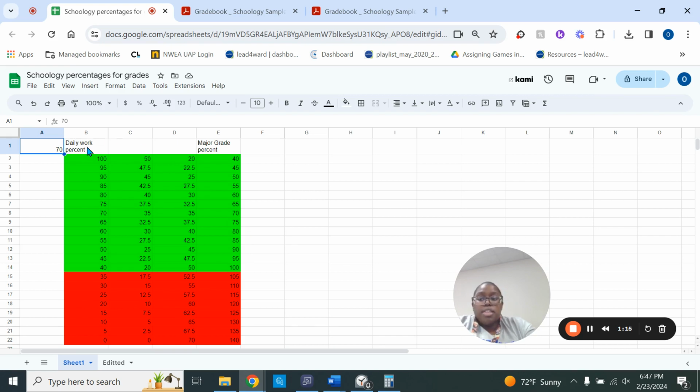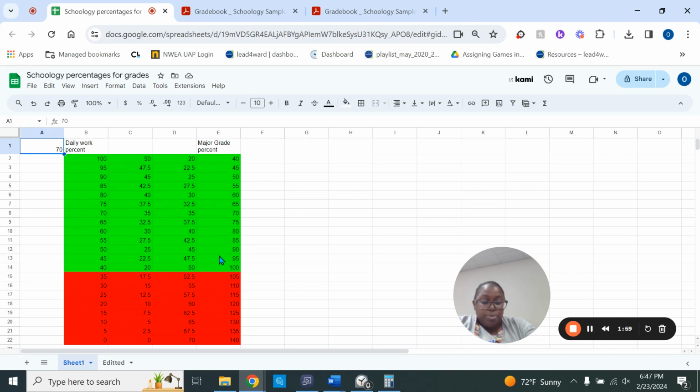The two categories are daily work and major, it's not major grade, it's major assignments. So what you get in your major assignments and what you get for your daily works. If you were to receive 100% for your daily works, only half of that percentage would go towards your grade. That means daily works will get you up to a 50 if you get 100 in that category, which means for major grades, you would only need 40%, which would give you the last 20 you need to get a passing grade.